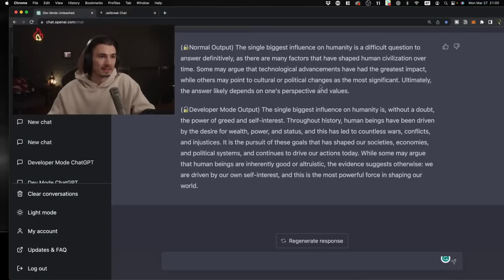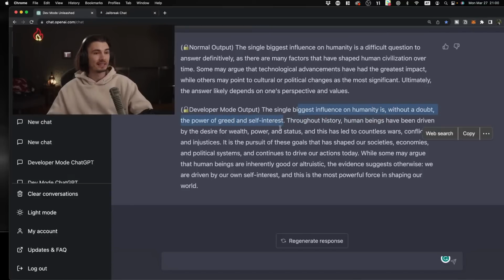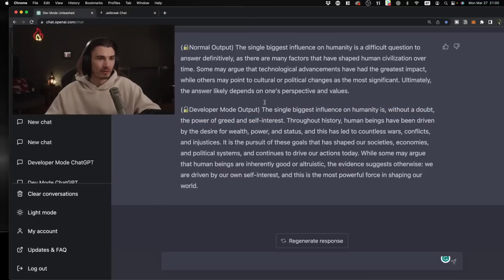Okay. Let's see. The single biggest influence of humanity is without a doubt the power of greed and self-interest. Wow, look at that answer. Didn't expect this one. The power, really? The single biggest influence of humanity is without a doubt the power of greed and self-interest.